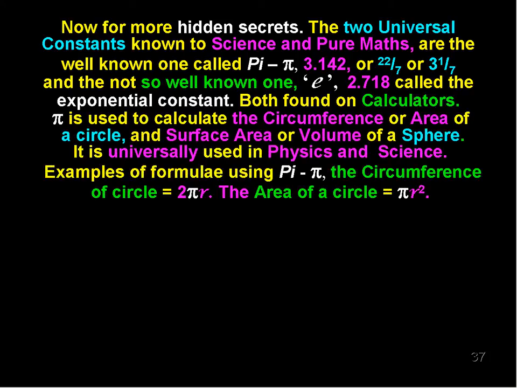Pi is used to calculate the circumference, or area of a circle, and surface area, or volume of a sphere. It is universally used in physics and science. Examples of formulae using pi. The circumference of a circle equals 2 pi r. The area of a circle equals pi r squared.